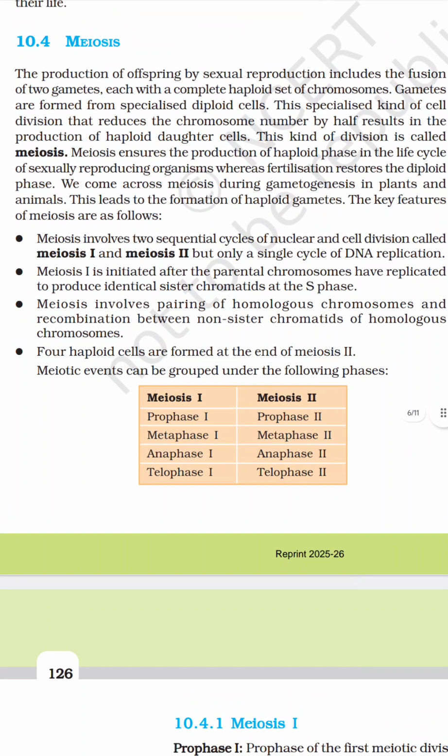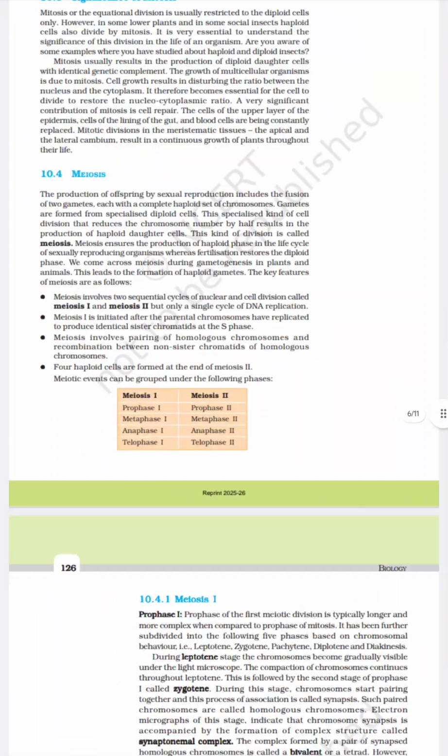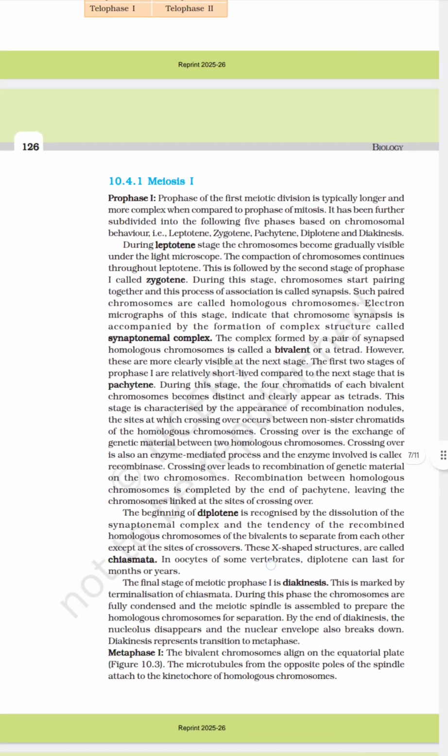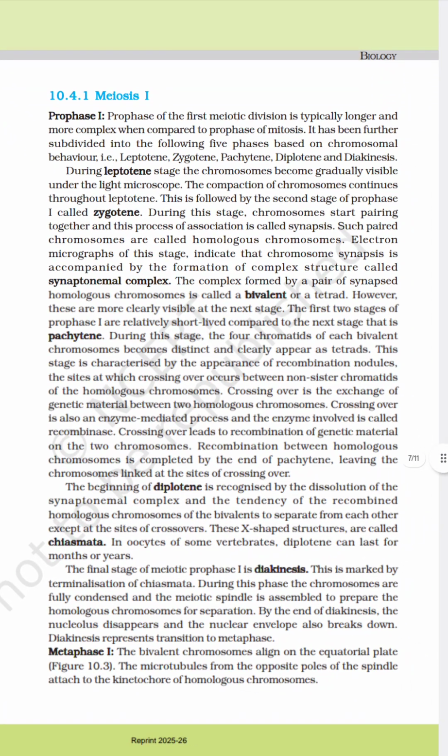Meiosis also includes prophase, metaphase, anaphase and telophase. Meiosis 2 also includes metaphase 2, anaphase 2 and telophase. In meiosis 1, prophase 1 is the longest stage, longer and more complex when compared to the prophase of mitosis.